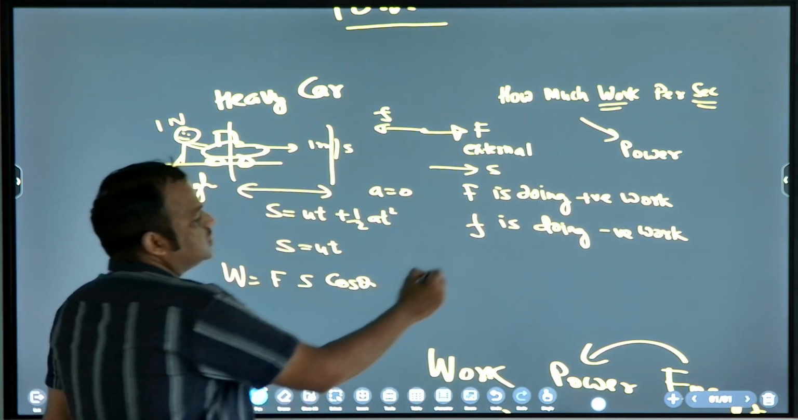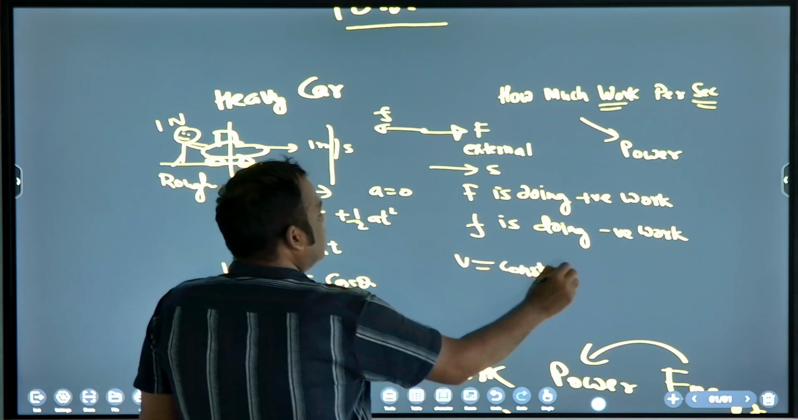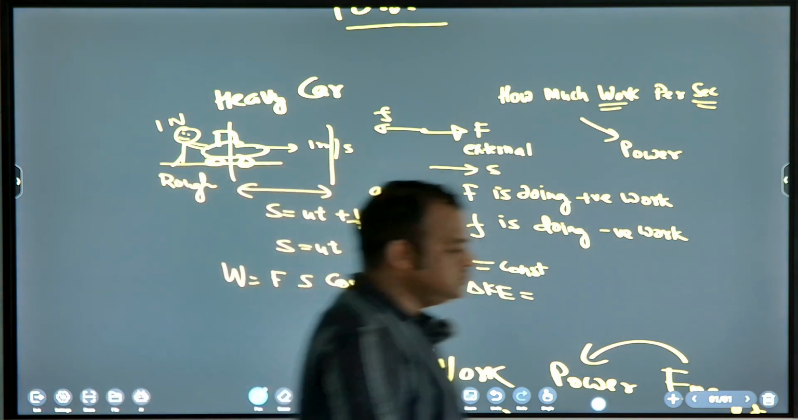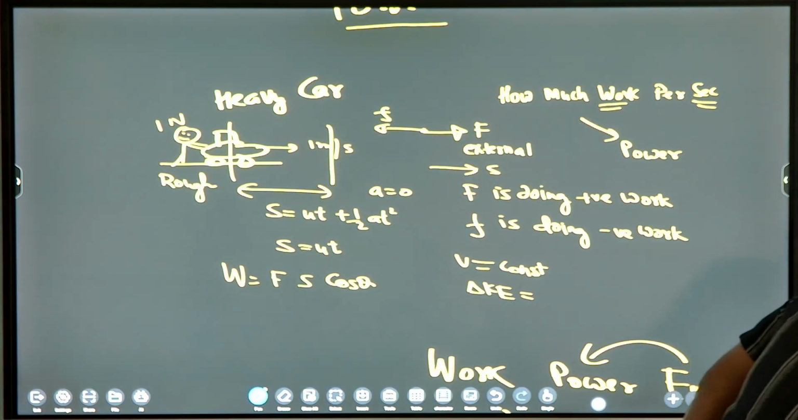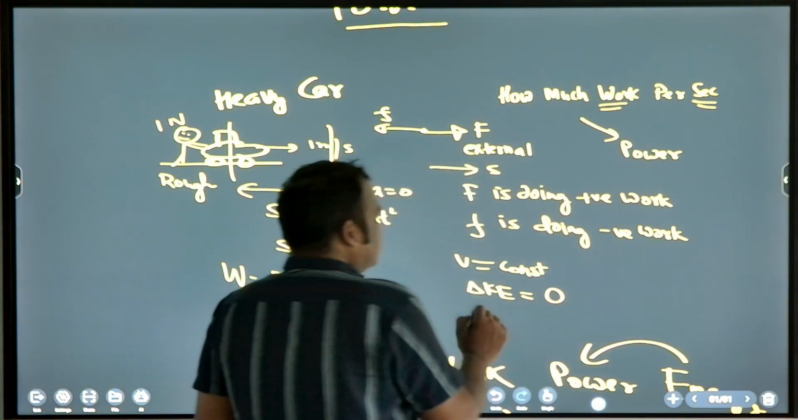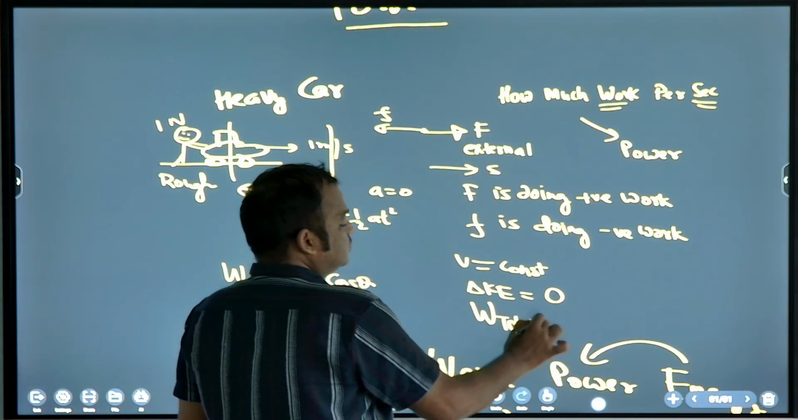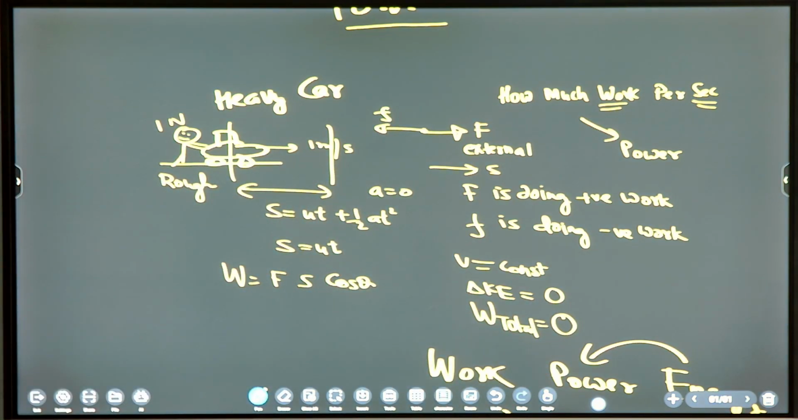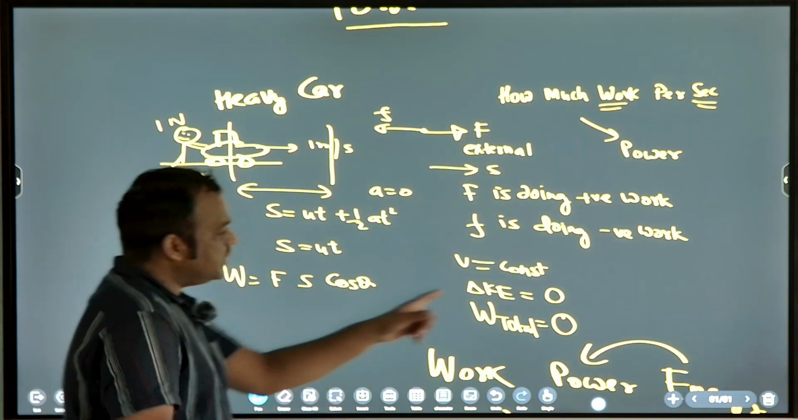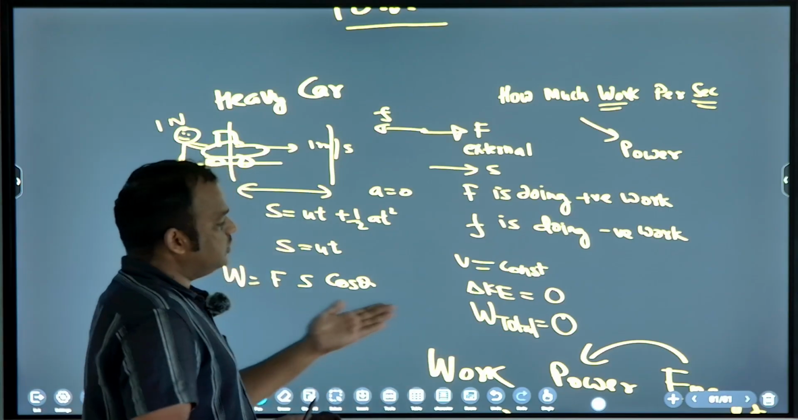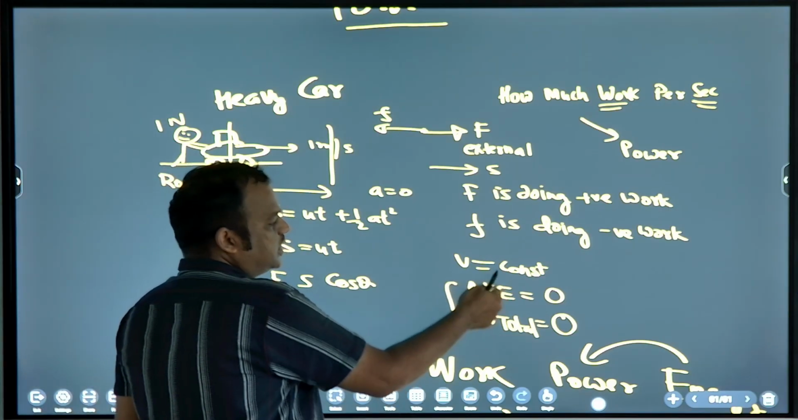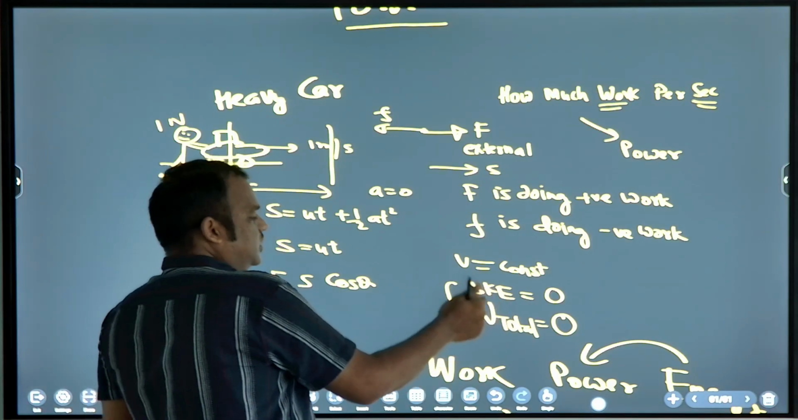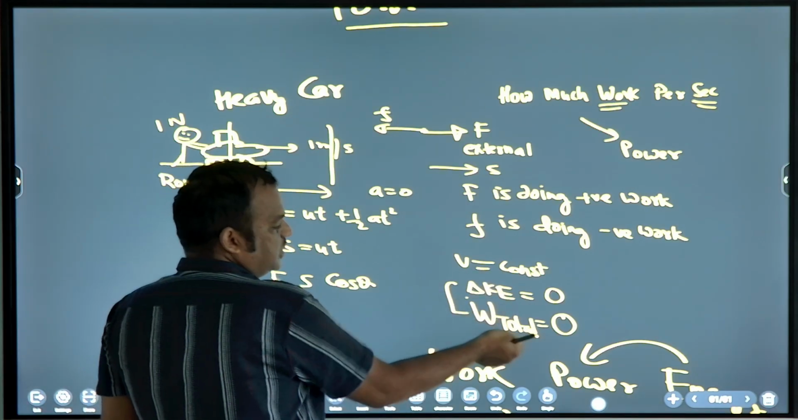But velocity is constant. So what is the change in kinetic energy? Velocity is constant, so change in kinetic energy is 0. So what is the total work done? Total work done is 0. Change in kinetic energy 0 means total work done 0. What do you call this theorem? Change in kinetic energy is total work. Work energy theorem. So according to the work energy theorem in physics, total work done is equal to change in kinetic energy.